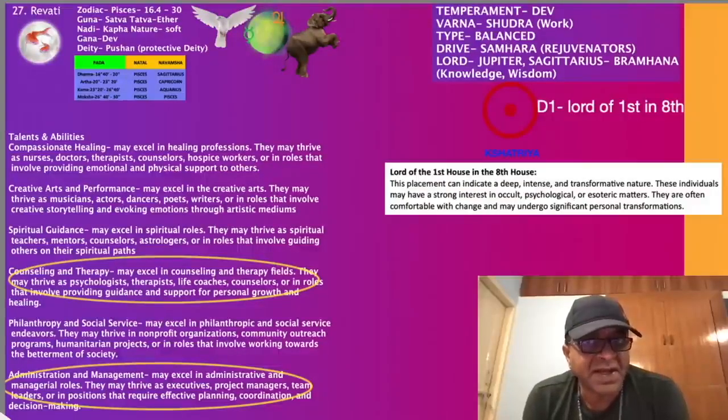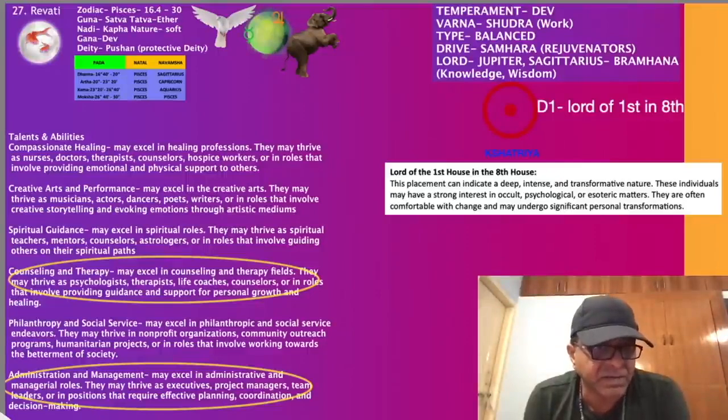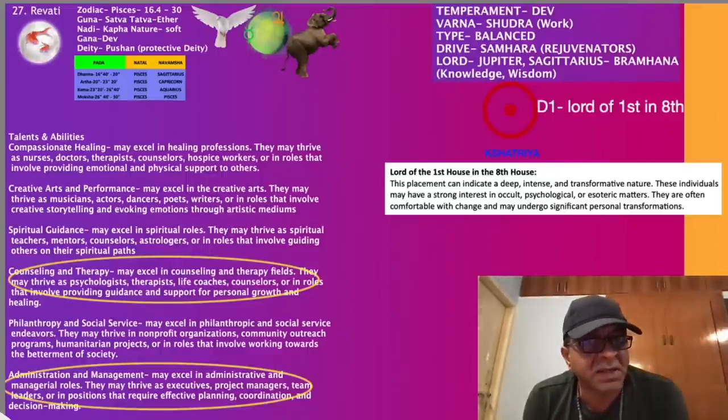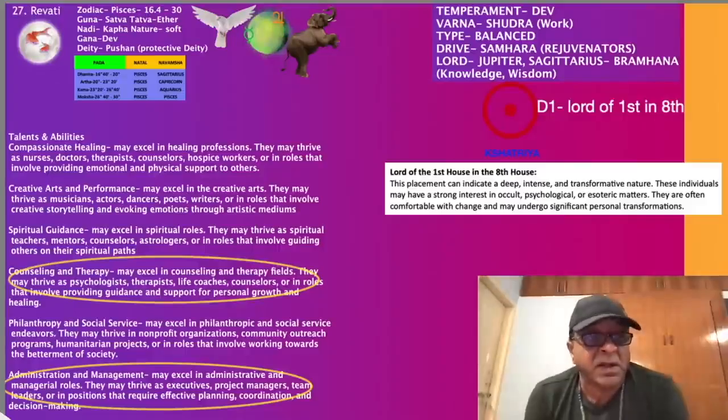What does highlight career here when the Lord of the first is in the eighth? Again, counseling and therapy comes to mind. She may select that as an approach later on in life. Okay, it can happen.